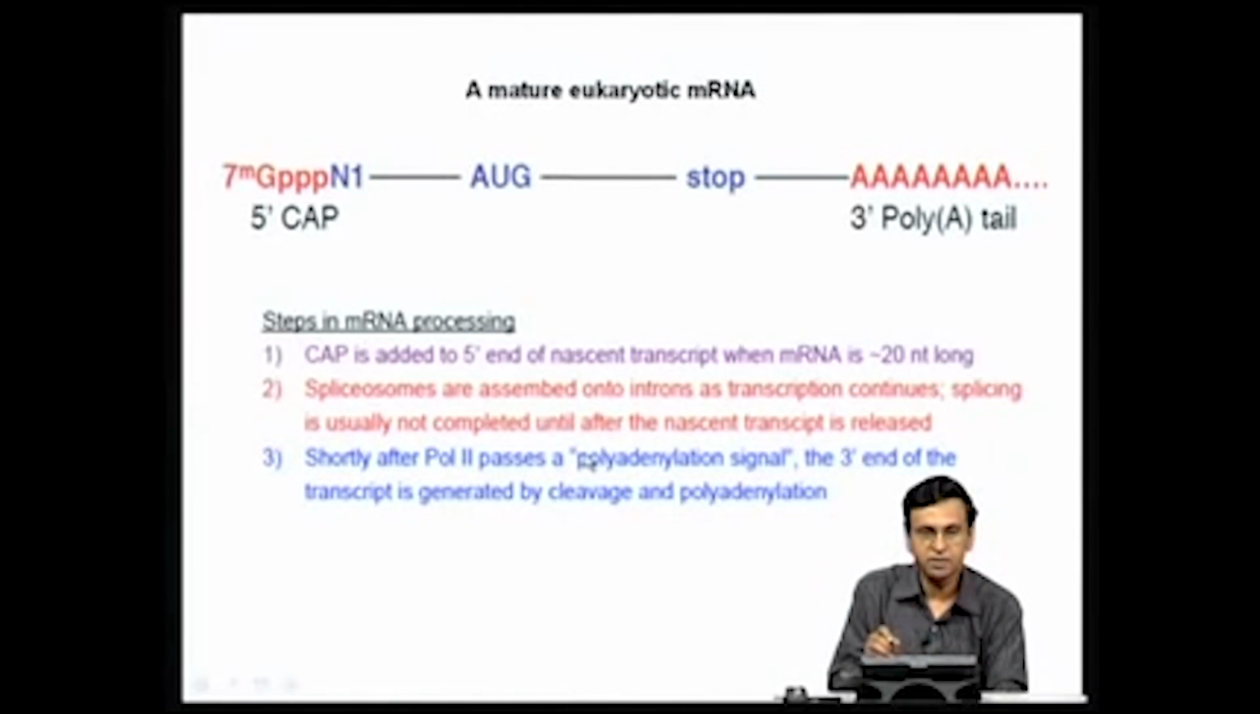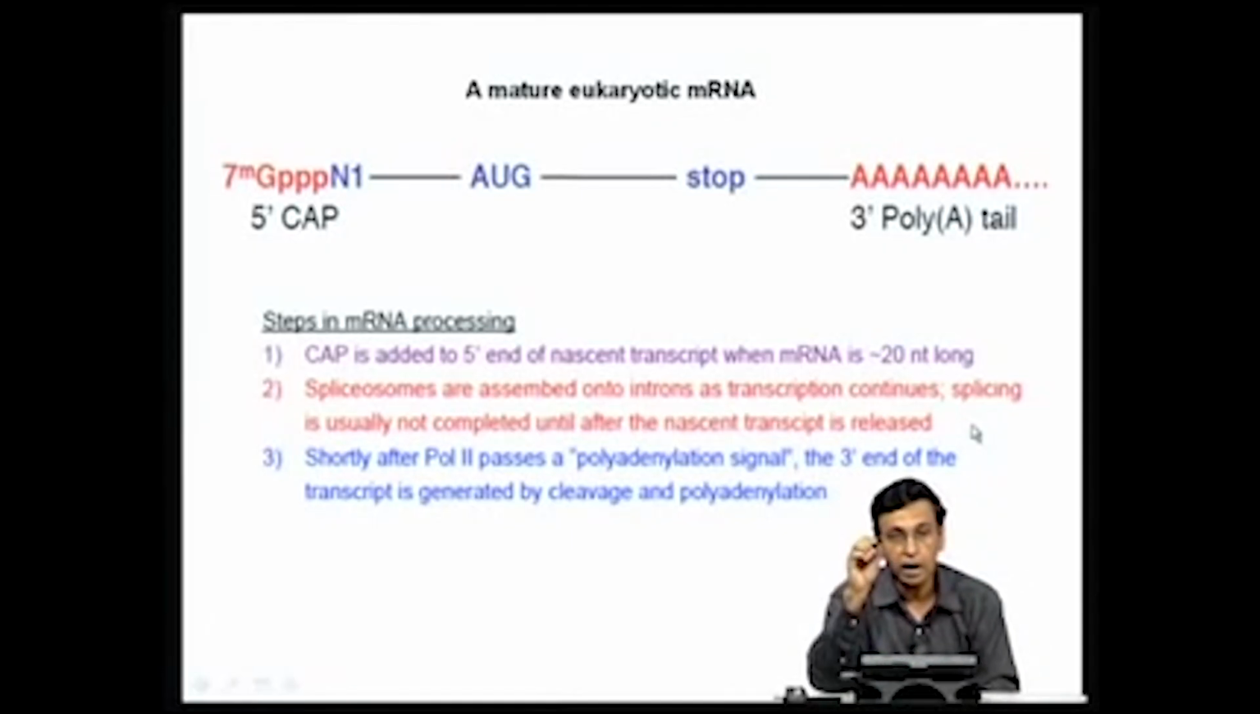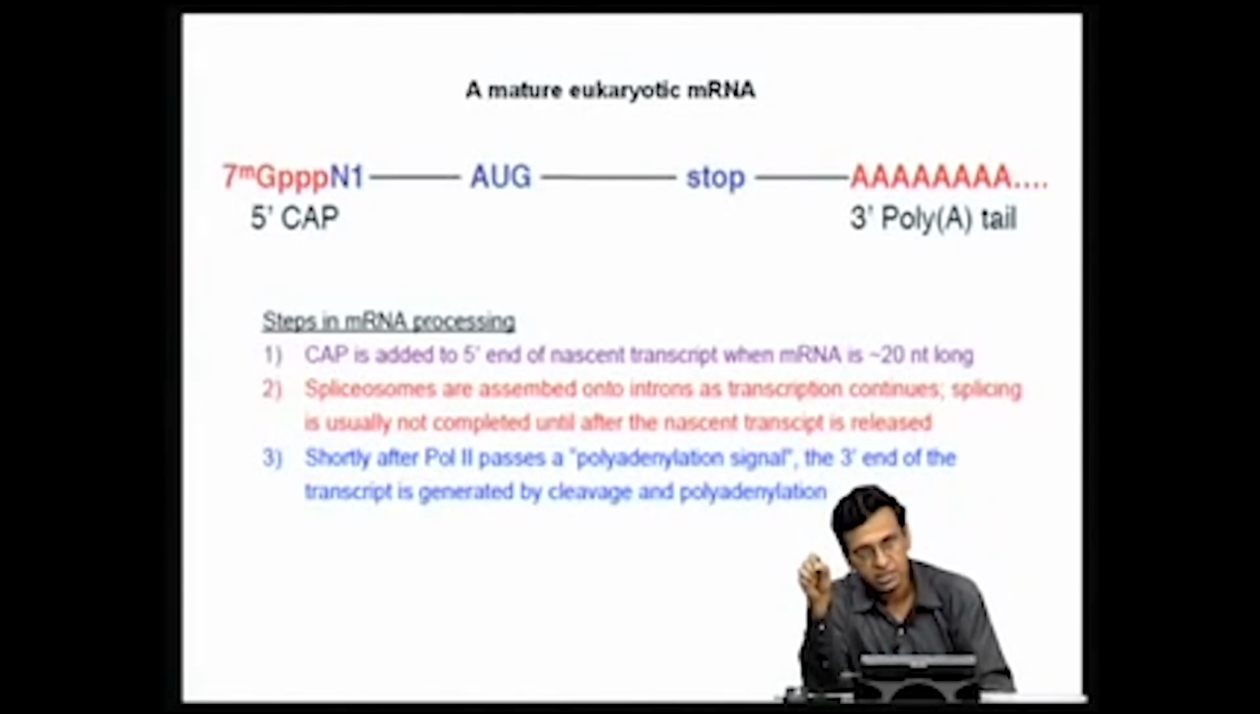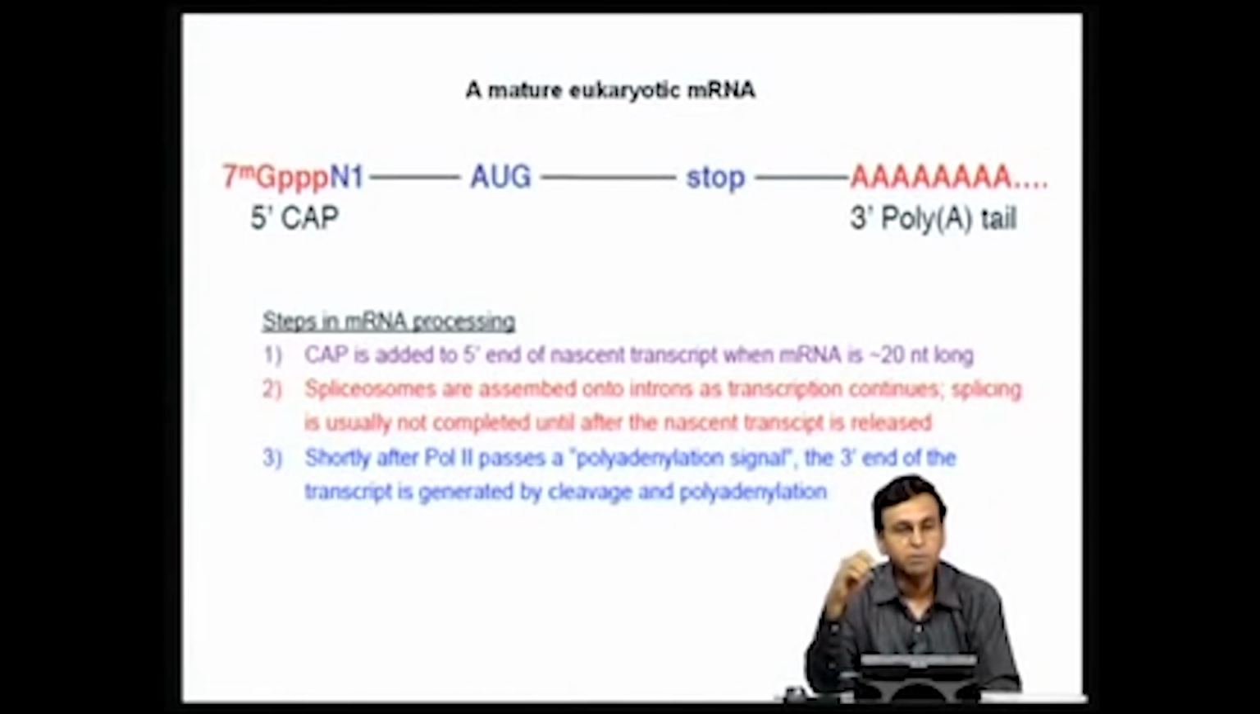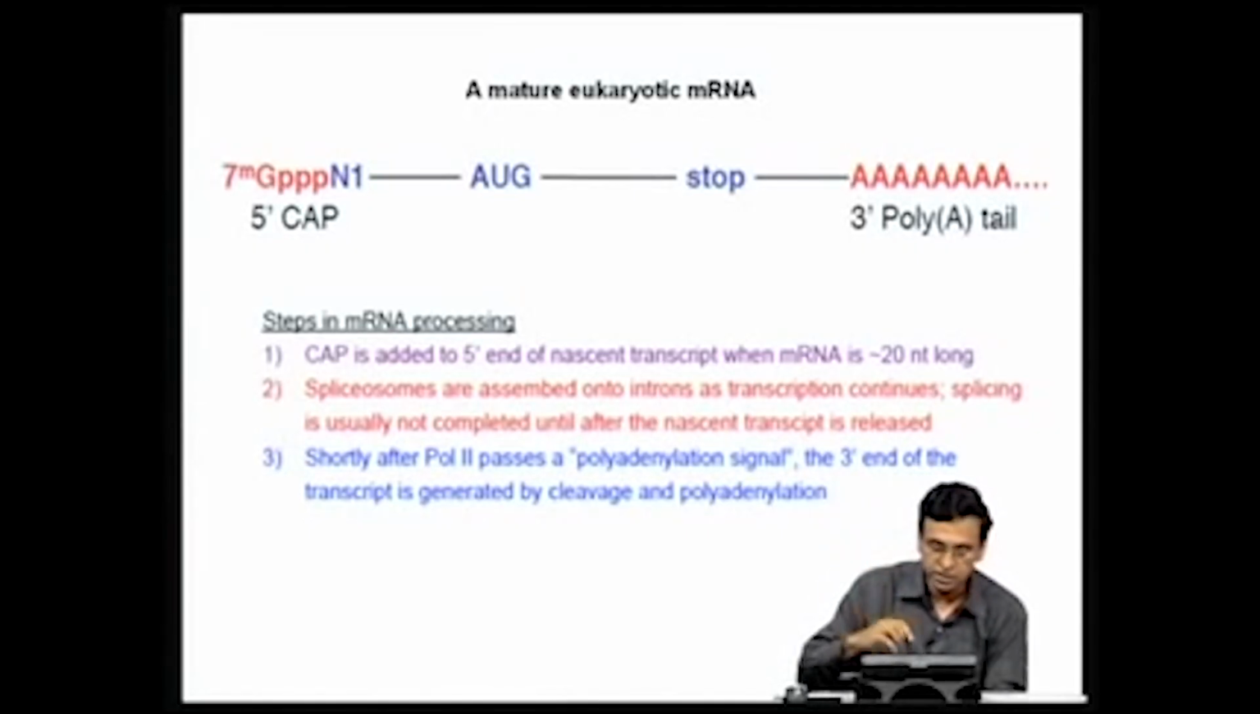And as the RNA synthesis continues, the spliceosomes are assembled onto the introns as transcription continues. Splicing is usually not completed until the nascent transcript is released. So, unlike capping, I can actually call capping a co-transcriptional process, but splicing is both a co-transcriptional as well as a post-transcriptional process. While capping is completed even before the RNA synthesis is completed, splicing is initiated co-transcriptionally and completed post-transcriptionally. This is the message I want to give. So, the two distinctions between capping and splicing: capping is co-transcriptional, whereas splicing is initiated co-transcriptionally and completed post-transcriptionally.